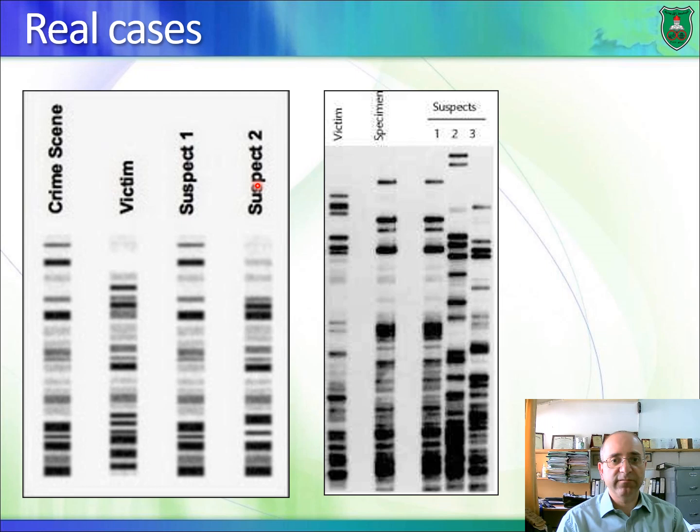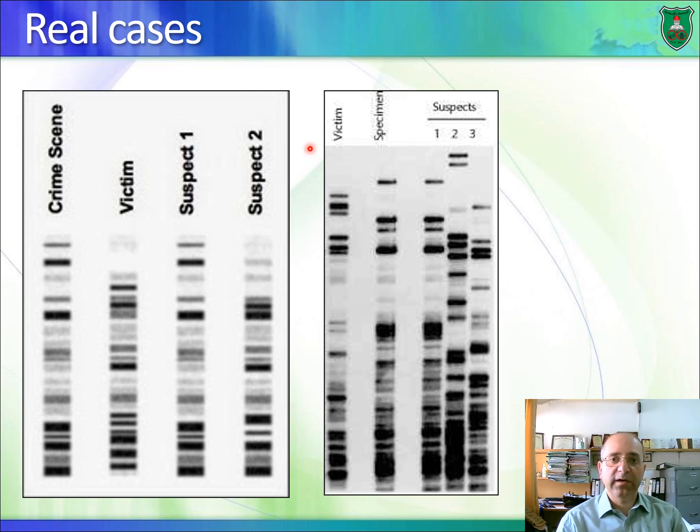Now, if you look at this individual right here, although there are some similarities, the stains are really different. Like this one, for example, right here, it doesn't exist in the blood stain or the DNA taken from the crime scene. So you can say that probably suspect 2 is not the true murderer, it's probably suspect 1.